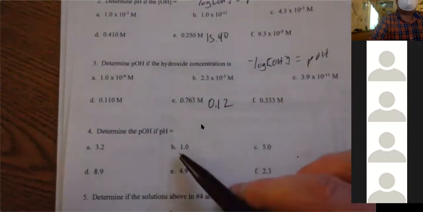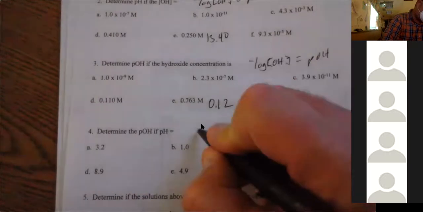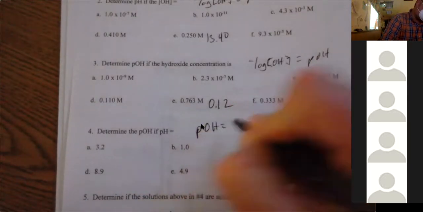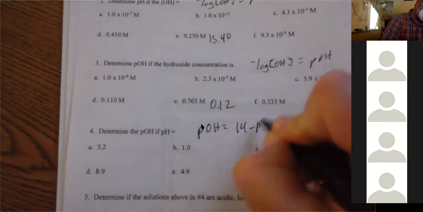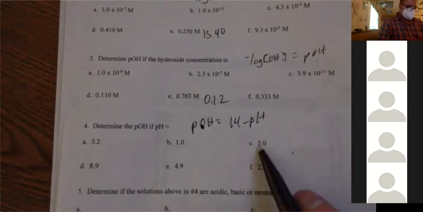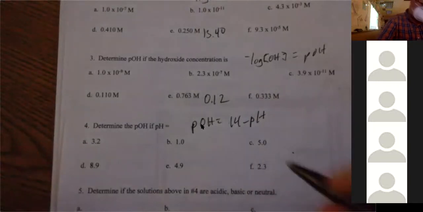Determine the pOH if the pH is this. Well, pOH equals 14 minus pH. So 14 minus 5. 14 minus 5 is 9.